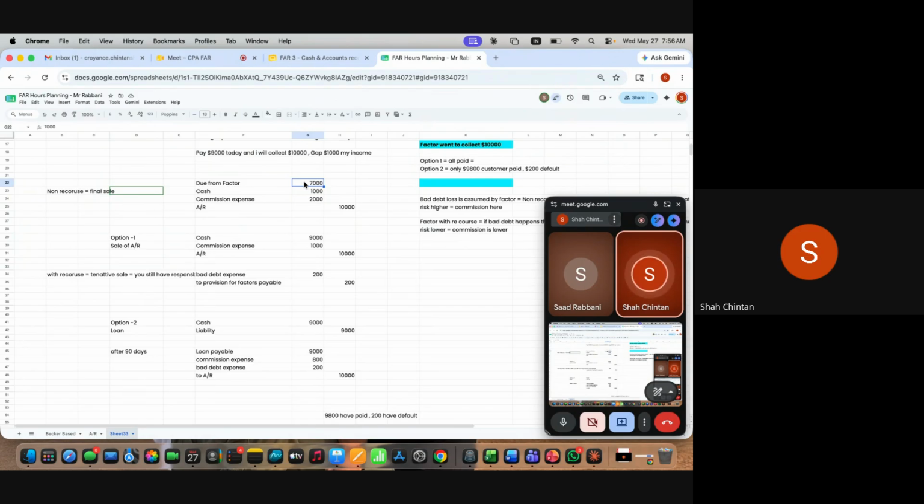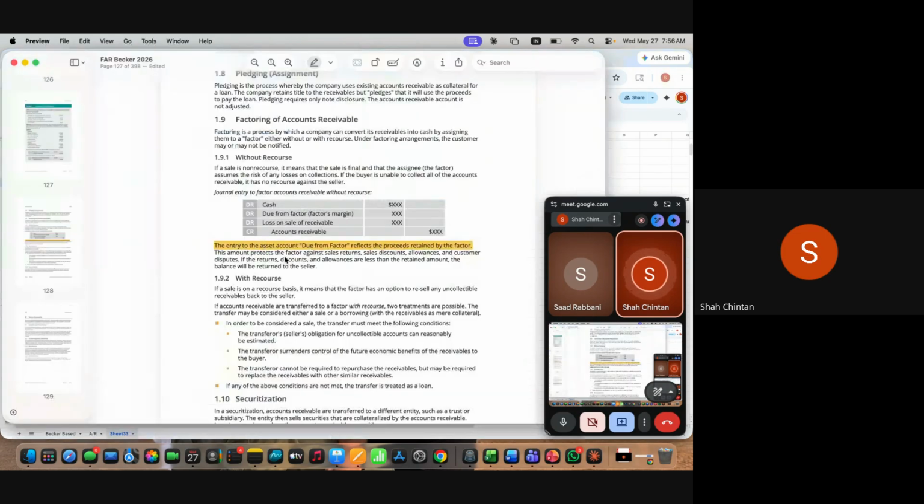He can give you after 15 days, after 60 days, or let's say the factor is saying, it takes $6,500 now. The remaining $1,500 I'm keeping as a security deposit. I will give you after 60 days. So it again depends on contractual conditions. So due from the factor is what? The amount which you are supposed to get, but right now retained by the factor.